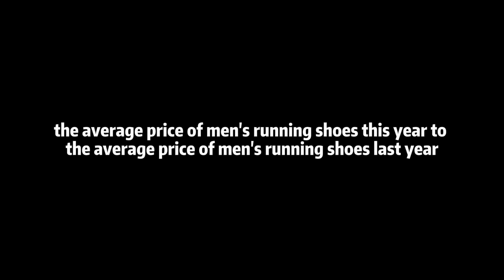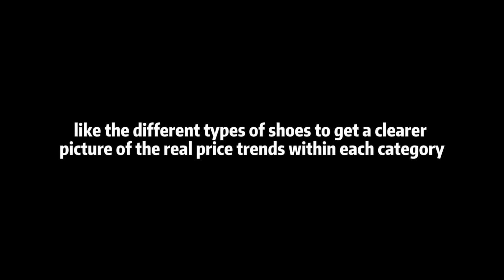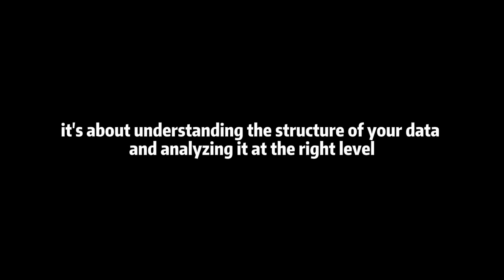So how can we get a more reliable picture of those price trends when there's so much variation within the data? T-tests are a really helpful tool in this situation. They allow you to compare the means of different subgroups, giving you a more detailed view of what's happening. Instead of just looking at all shoes together, you could compare, for example, the average price of men's running shoes this year to the average price of men's running shoes last year, and you can do that for other categories as well. So you're essentially controlling for those confounding variables, like the different types of shoes, to get a clearer picture of the real price trends within each category. Exactly. It's about understanding the structure of your data and analyzing it at the right level.